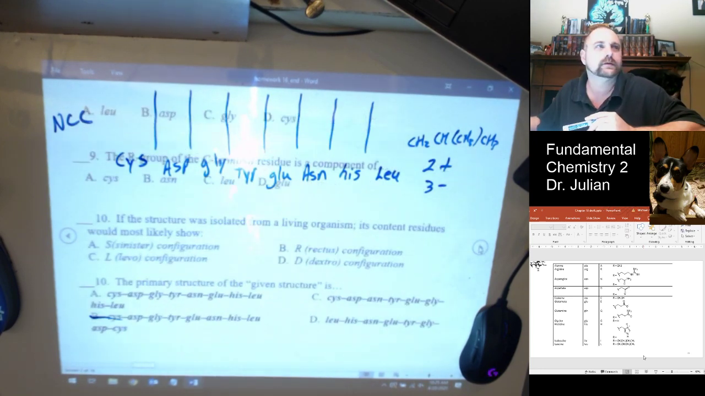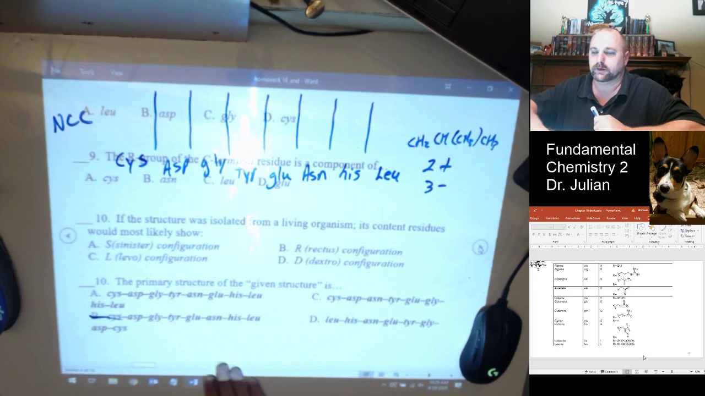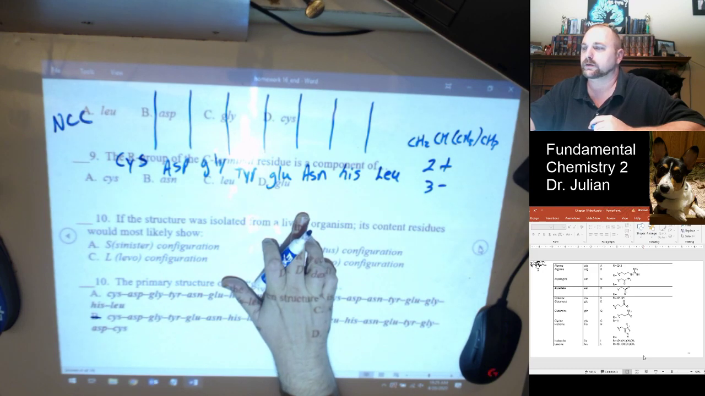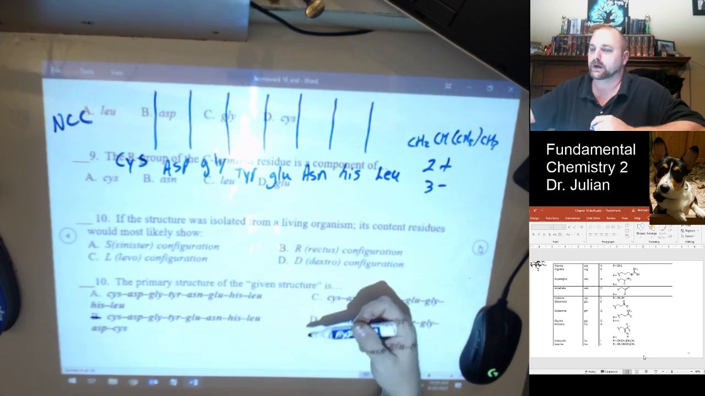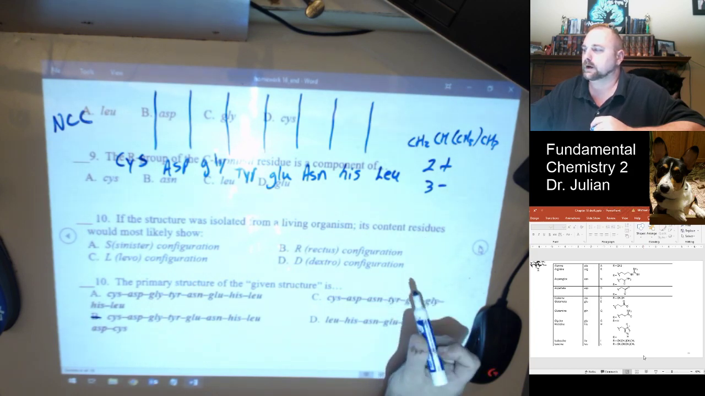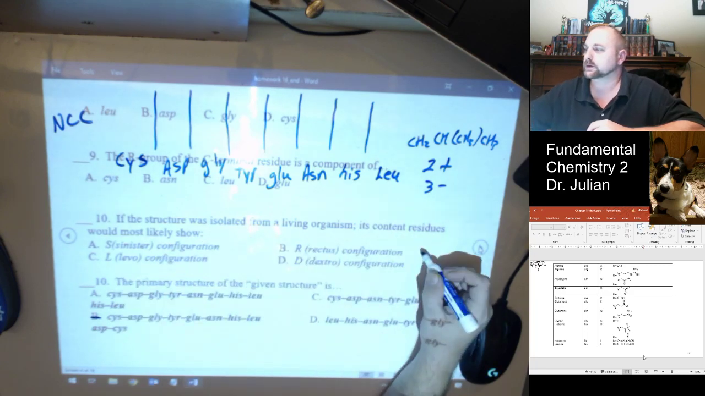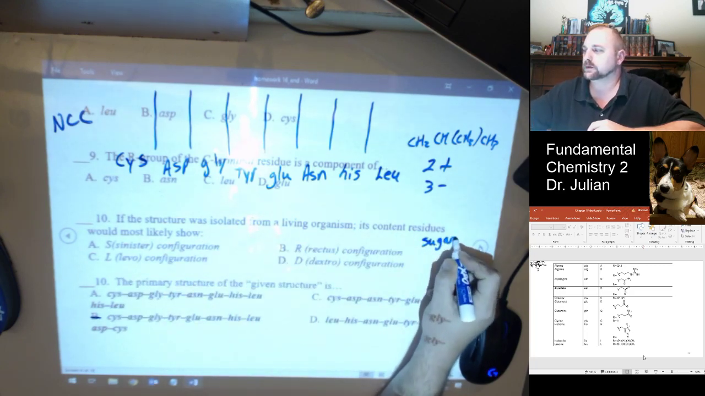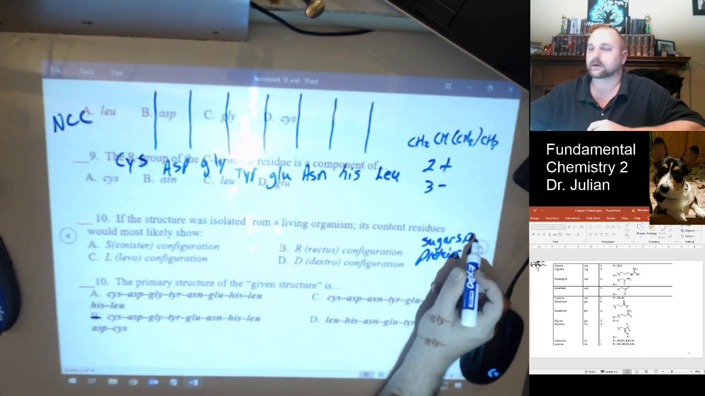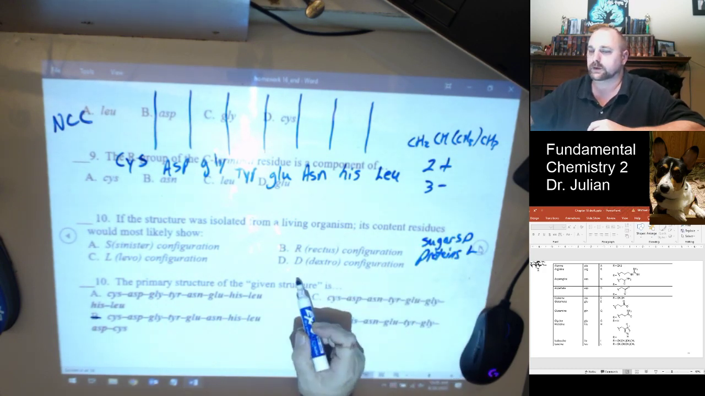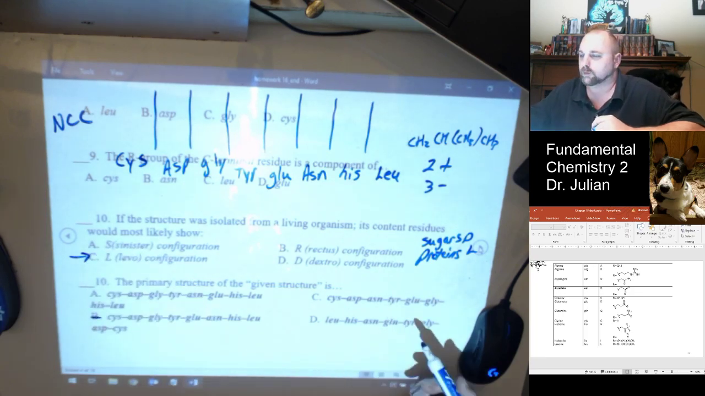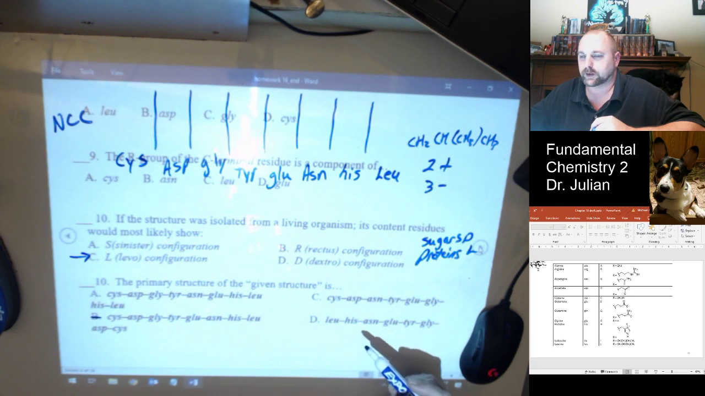So having all of those, let's see, does that match any of these? So first off, the C terminal was LEU, and if it was from a living organism, sugars are D, proteins are L. So this one should be L, it would be C. Okay, the primary structure, given structure, let's see if we get all these right.